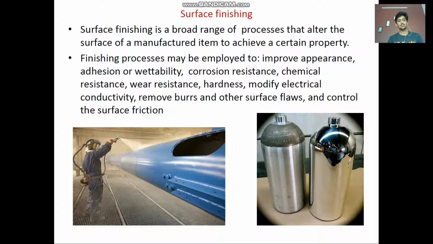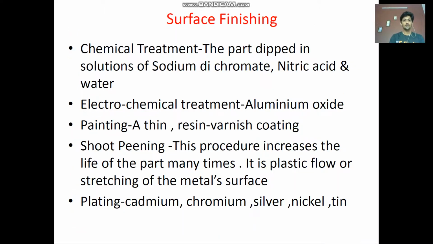Now, this surface finishing process may be employed to improve appearance, adhesion properties, corrosion resistance, chemical resistance, wear resistance, to improve hardness, to modify electrical conductivity, to remove burrs and other surface flaws, and to control the surface friction. If you look at the images below, one person is applying some kind of coating on a component, which will give a good surface finish to improve the performance as well as life. Whereas in the second image, they have done some mechanical or machining process to give a good surface finish. So there are different processes.